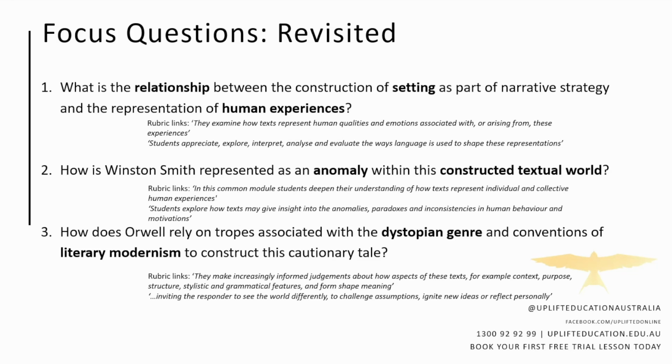How is Winston Smith represented as an anomaly? So it's third-person limited narration. We see this whole world through his eyes and his eyes only. Therefore, in 1984, we get an insight into, again, his thoughts pertaining to his dissent and need for rebellion.